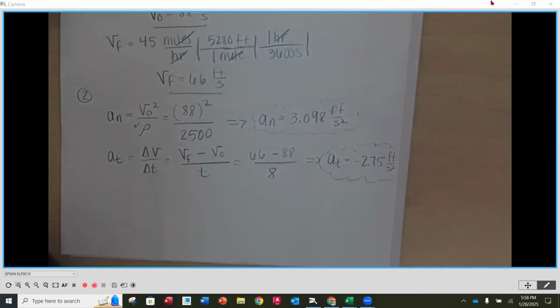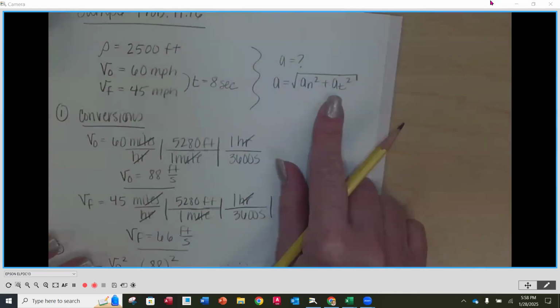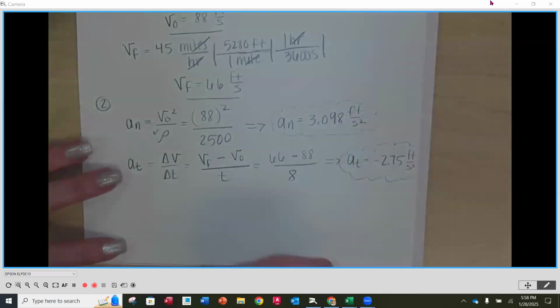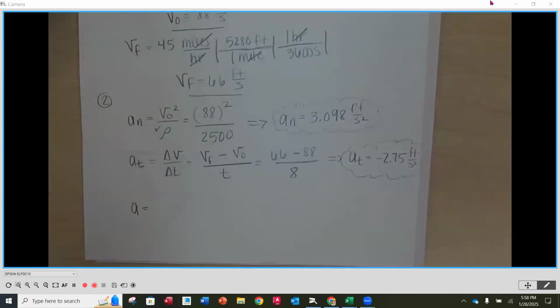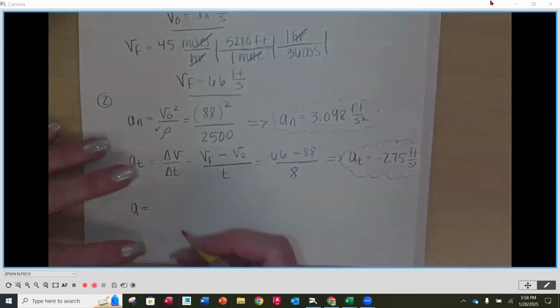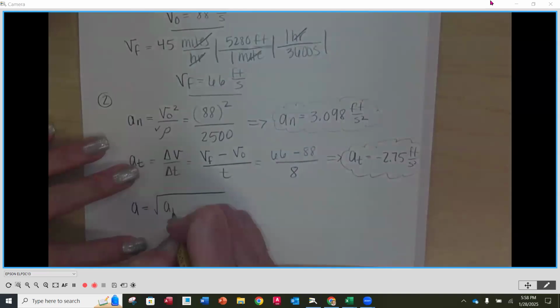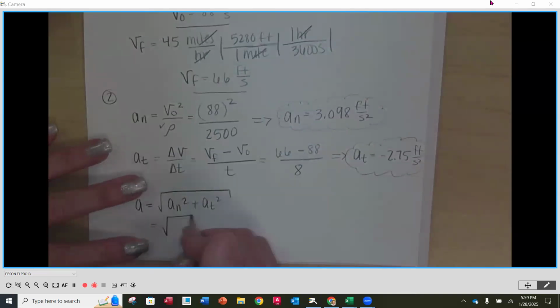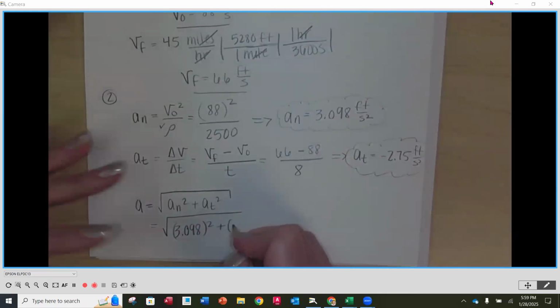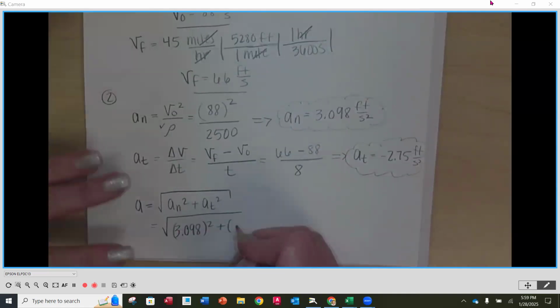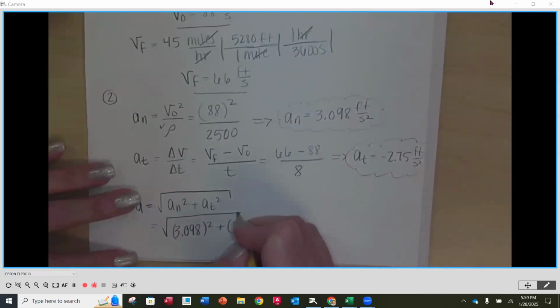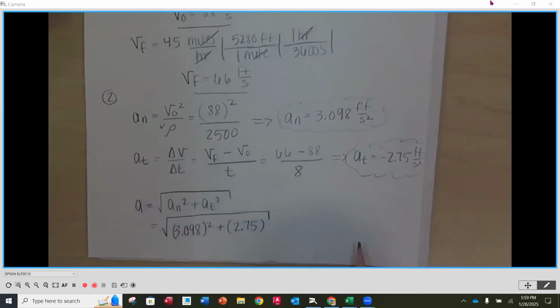All right. So then all we're going to do now is use this equation, the Pythagorean theorem's form, to solve for the magnitude of that resultant force, right? But in this case, it's going to be the total acceleration. So that's going to be equal to the square root of the normal squared plus the tangential squared. So that's going to be equal to, my normal is 3.098, square that, and you could put the negative in here if you wanted to, but by squaring the negative, it's going to become positive anyway. So you can just write the absolute value. It doesn't change anything in terms of the acceleration. That makes sense to everybody?